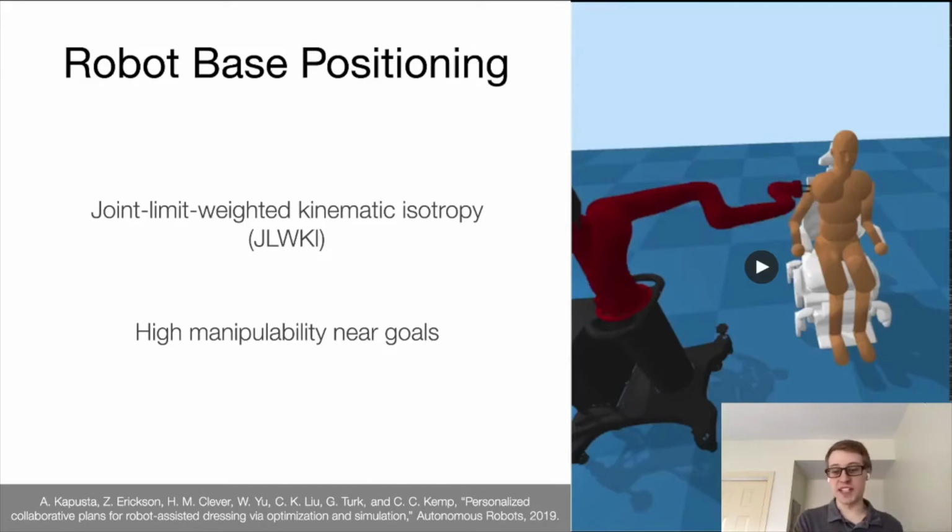Based off of this concept, there's something that happens in the background. You'll probably never have to deal with this, but when we create an environment where the robot is positioned next to a person, that position is optimized. It's done using an algorithm called joint limit weighted kinematic isotropy. You don't really need to know how it works, but essentially it finds locations near a person where the robot has a high amount of manipulability, so it has a lot of motion around the person's body.